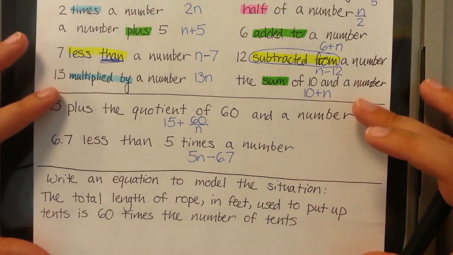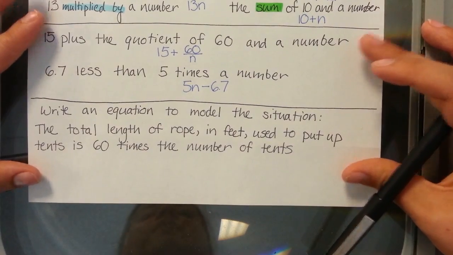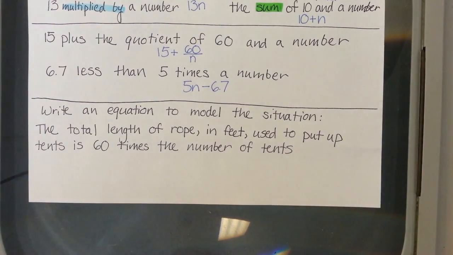Okay, the last thing we're going to do today is learn how to write an equation from a situation. So this says, write an equation to model the situation. The total length of rope in feet used to put up tents is 60 times the number of tents. All right, so in this one, I have a couple variables, which means I can't use that same letter N.